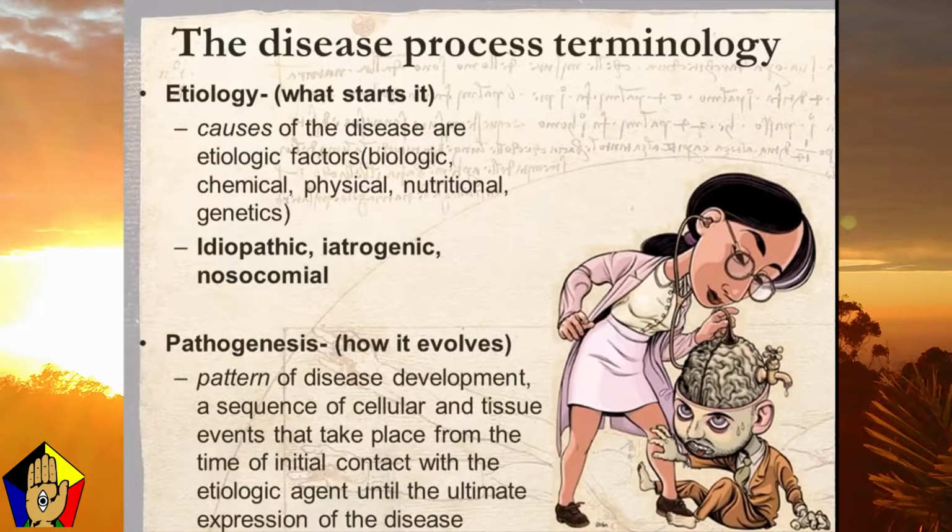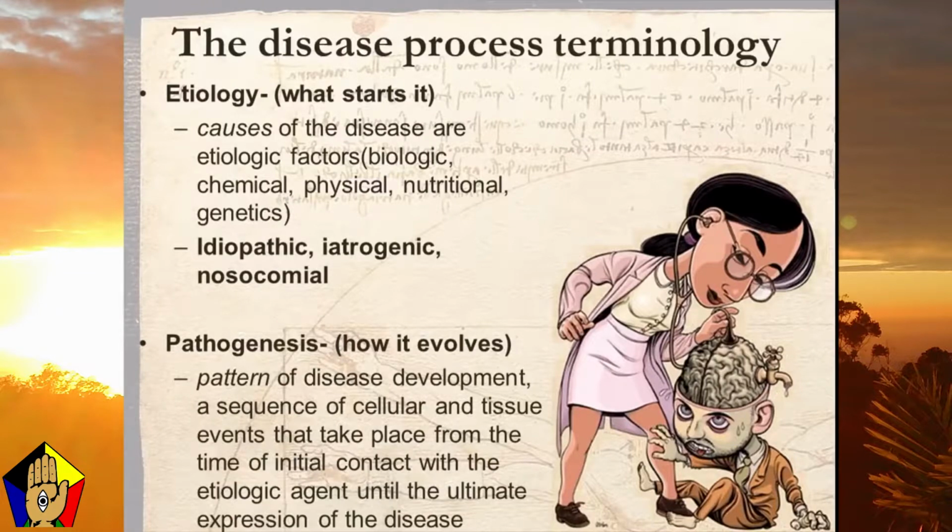And the third one, there's nosocomial, which I'm sure you all understand, is when you get it from the hospital environment. So MRSA is a big one that everybody's constantly talking about being nosocomial. And we'll talk about that when we get into the infection disorders. And then the pathogenesis is how it changes or evolves. So in other words, the pathogenesis tells you the progression.